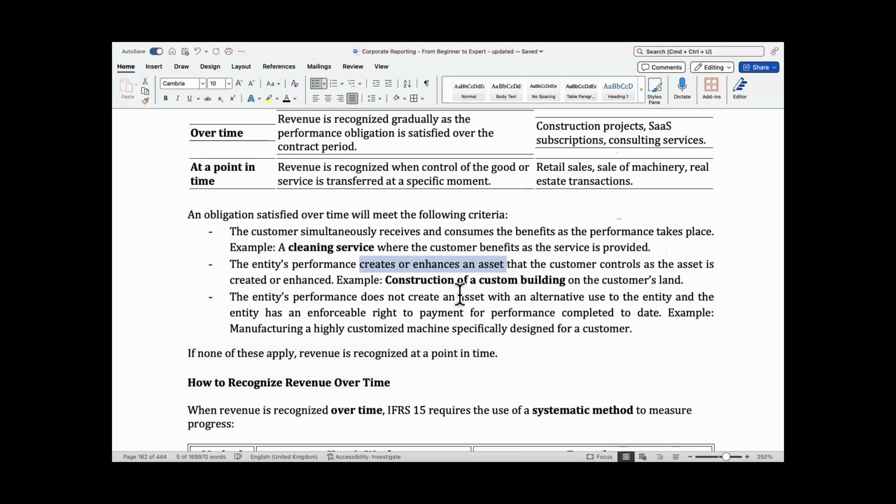Or where the asset you have created does not have an alternative use, like where you manufacture a highly customized machine for a customer, it takes time to get these services ready. You don't have to cram all of this because nobody is going to ask you this. The core of this is that you should be able to articulate when performance is satisfied over time. You should be able to see it. And the core of it is that it takes time. You can measure it by how long it takes to deliver the service.